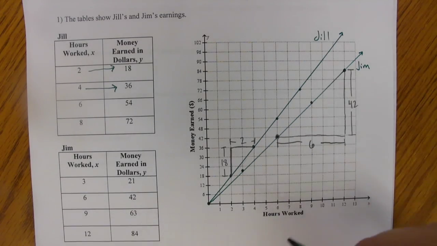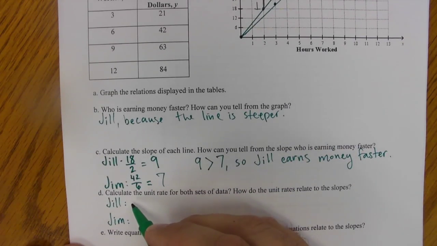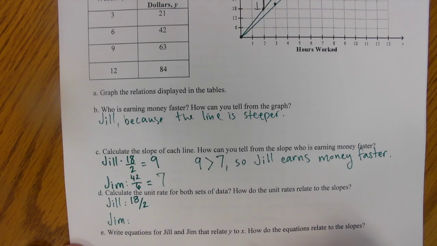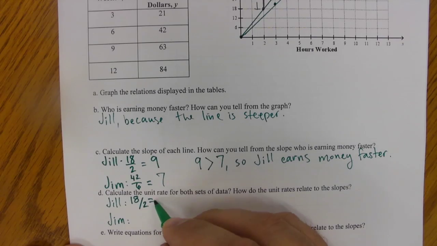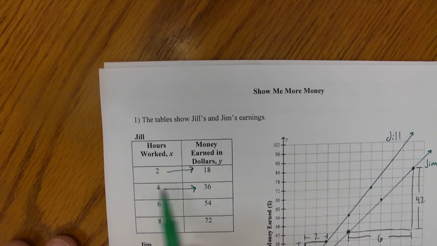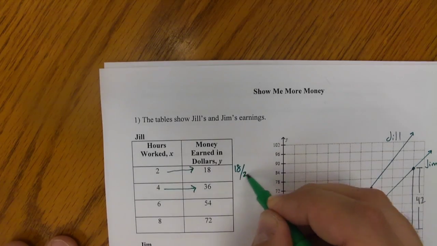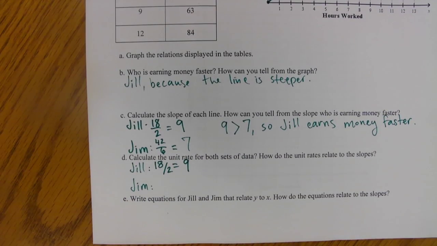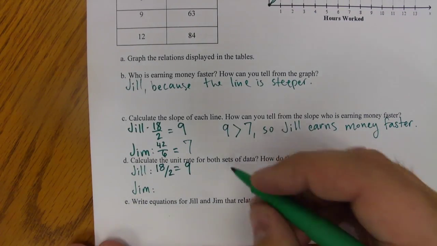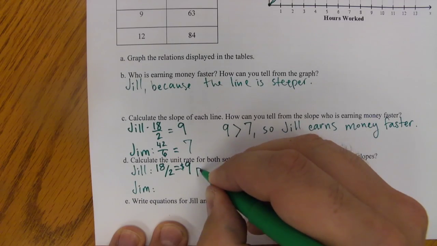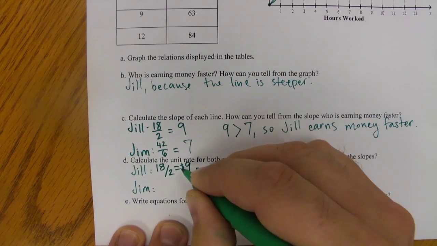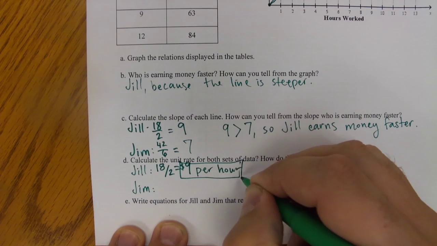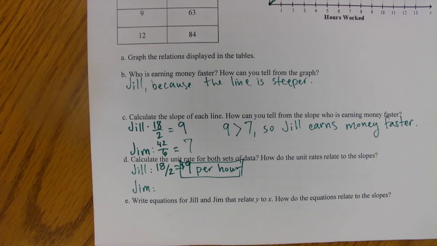9. Okay, 9. How did you get 9? I did 18 divided by 2. Okay, 36 divided by 4. So 18 divided by 2 or 36 divided by 4, that's just the numbers here in the table. And since it is a unit rate, we do need to put units on it. So that's 9. What are the units here? $9 per hour. Okay, $9 per hour is the unit rate for Jill.